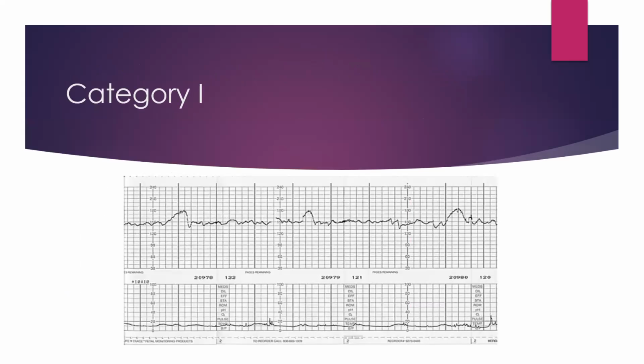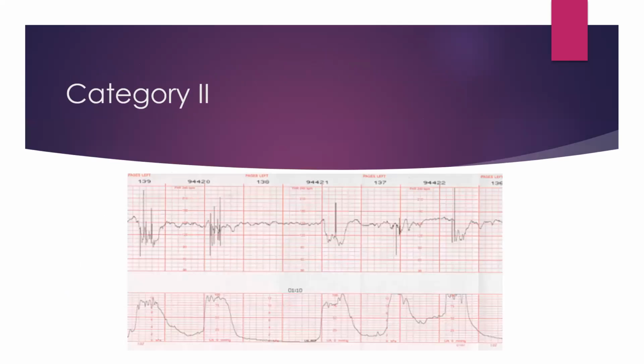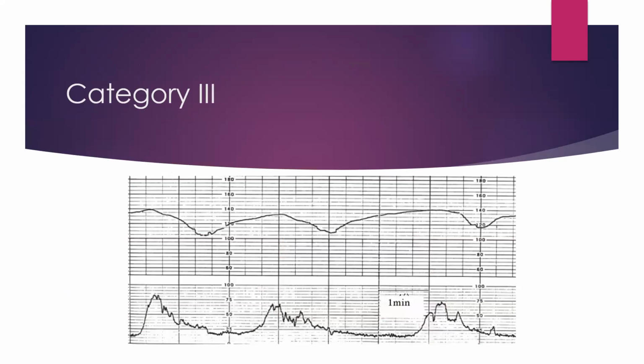Here's an example of category 1. You can see we have a normal baseline, moderate variability, and accels. Here is an example of category 2. We have minimal to moderate variability, but we have recurrent variables. And because of that, this indicates that this is a category 2 strip.